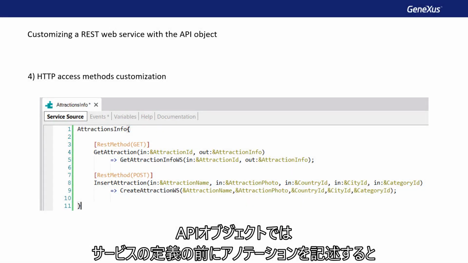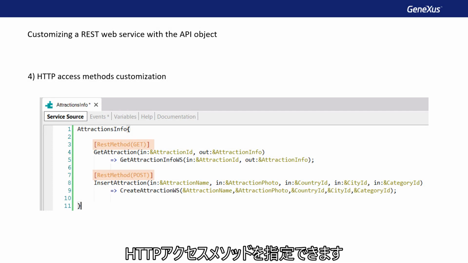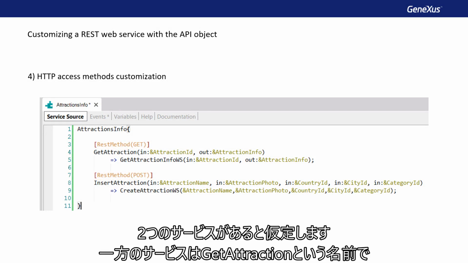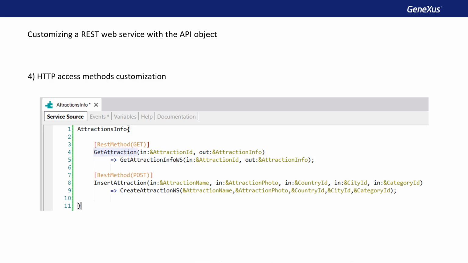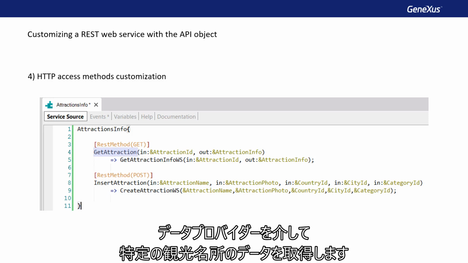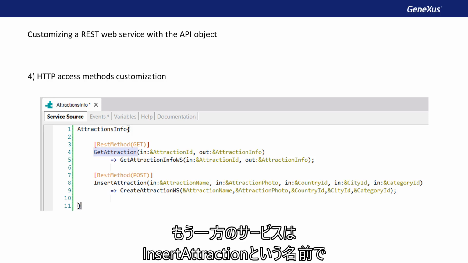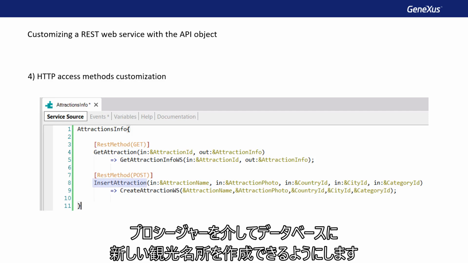With the API object, if we include an annotation prior to the definition of the service, we can specify the HTTP access method. Let's suppose that we have two services, one named getAttraction to obtain data from a specific tourist attraction through a data provider, and another named insertAttraction, which allows us to create a new attraction in the database through a procedure.